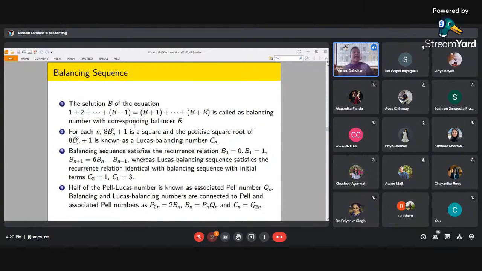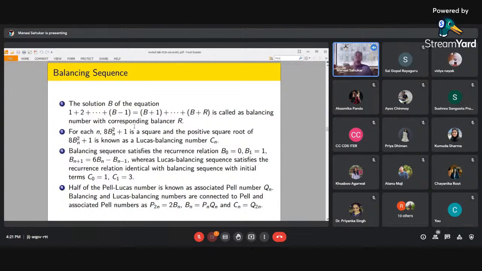So I'll explain what the actual balancing sequence is. Think like this: if you have a number, and you add all the numbers from 1 up to b minus 1, and then I pick one more set, b plus 1 to b plus r, and I add both the left side and the right side, I get the same number. That is actually balancing the left side and right side. That's why it is given the name balancing sequence.